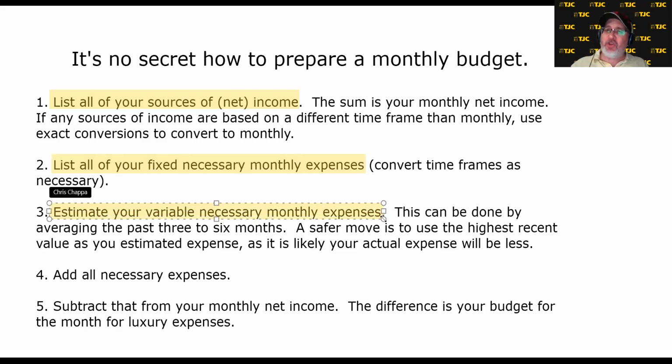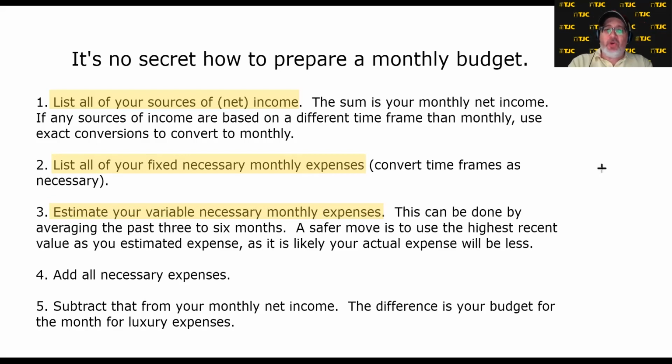Now, this is where some people get tripped up. Things that cost the same each month, that's easy. Car payment, rent, Netflix, whatever. But there are expenses that vary from month to month. Your electric bill, your water bill, your gas bill. So how do you estimate that?